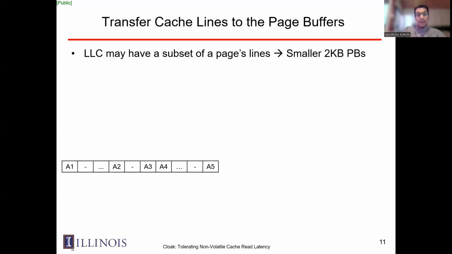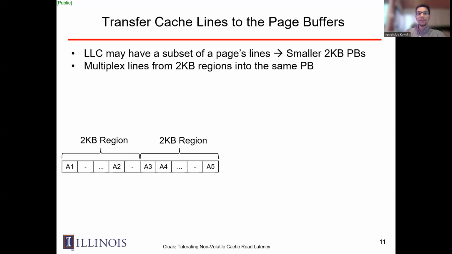So imagine that we have a row in the cache that can have multiple cast lines of page A. We split this row into 2 regions, 2 kilobyte regions. And then we multiplex lines from these 2 kilobyte regions into the same page buffer. An important fact here is that given that the physical row is equal to a page, it's 4 kilobytes or 64 lines, steering data from a row to a page buffer can increase the design complexity of the page buffers.